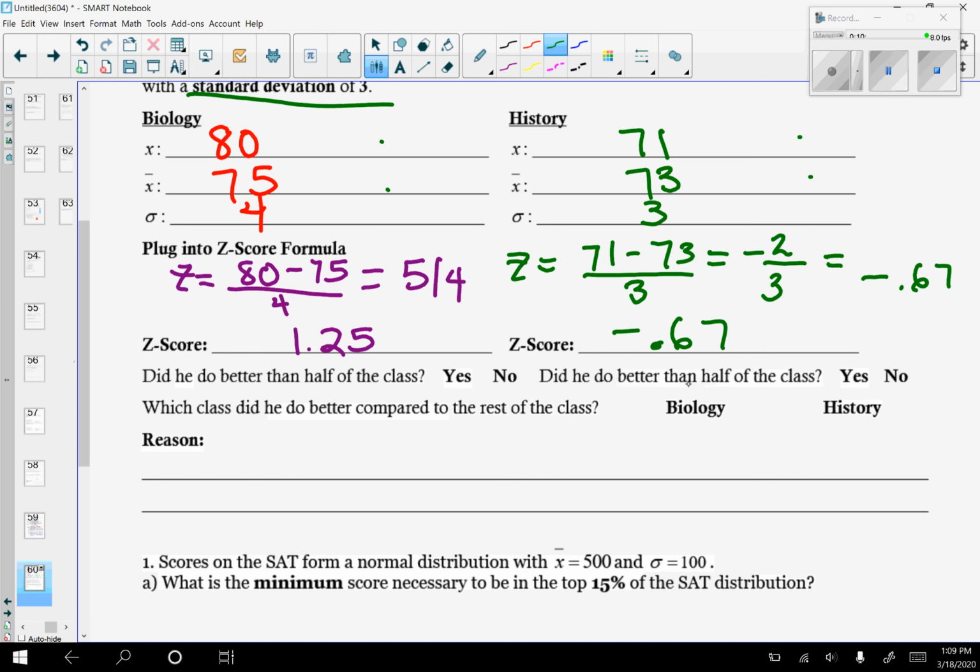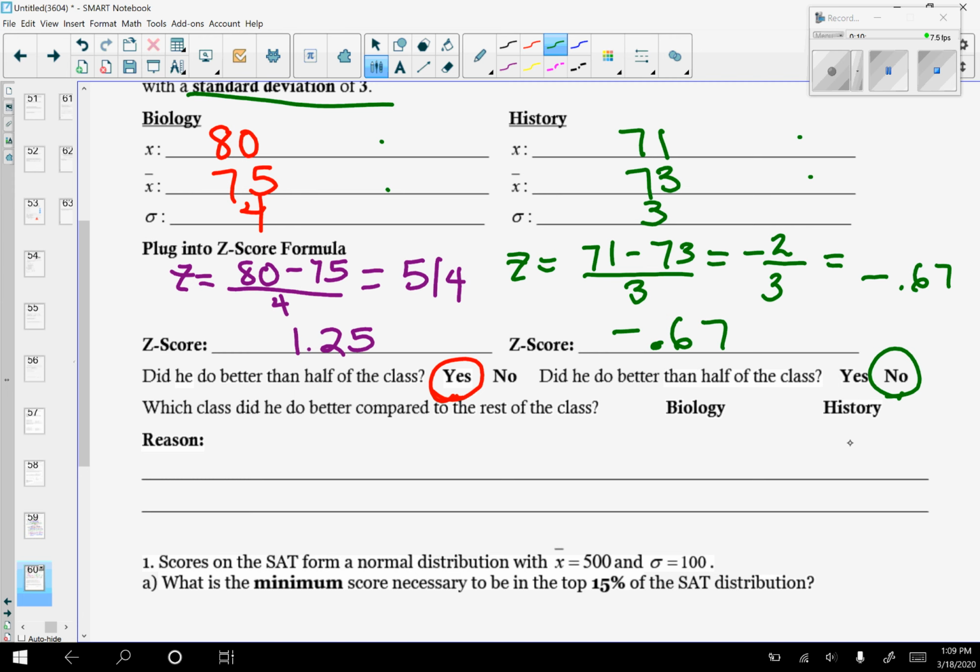Did he do better than half the class in biology? Yes. Half the class, that cuts off at the mean, has a score of 75. But did he in history? No. He was just below the mean. He was just below half the class.